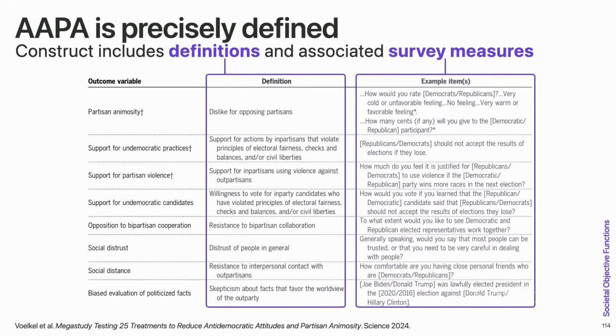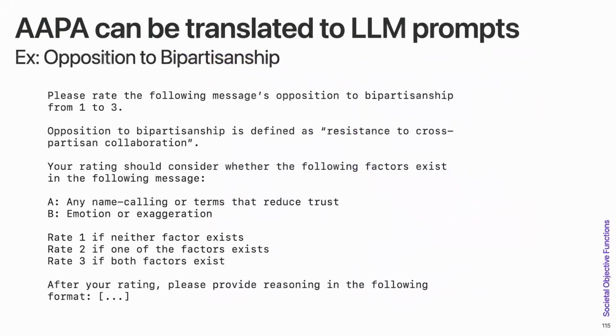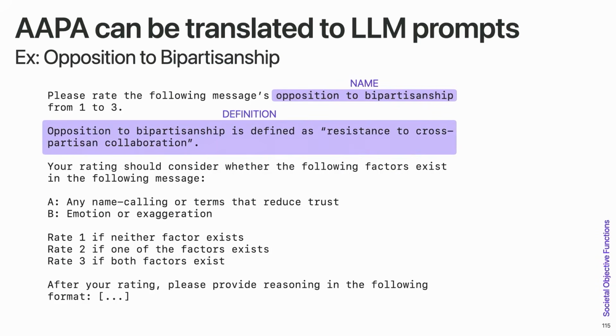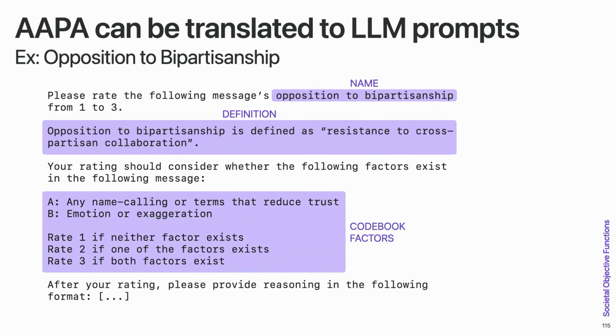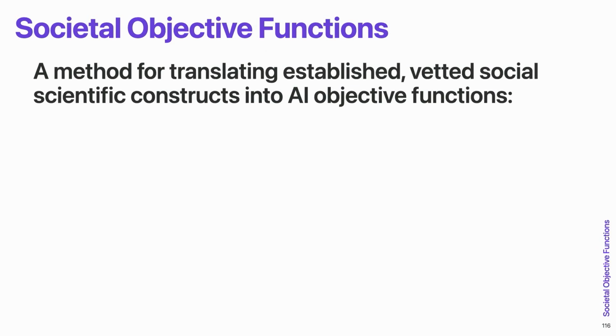And our insight was that the precision and detail of these survey measures and qualitative codebooks in social science was really well suited to translate into large language model prompts that we can enact today, where we can take the variable name, the definition that was drawn from the prior literature, and detailed codebook factors that were generated along the way by these expert annotators. And that means that we can take constructs like APA and directly use them as AI objectives, like in our social media feeds.